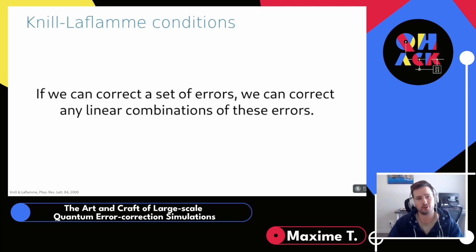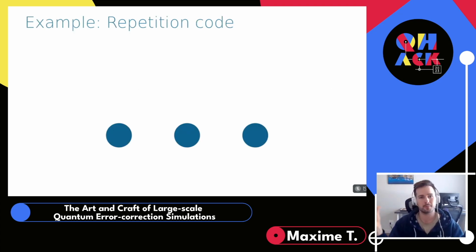So that's what we focus on. We focus on correcting Pauli error. As an example, the simplest quantum error correction code that I can think of, and I think many people, is the repetition code, the 3 qubit repetition code.